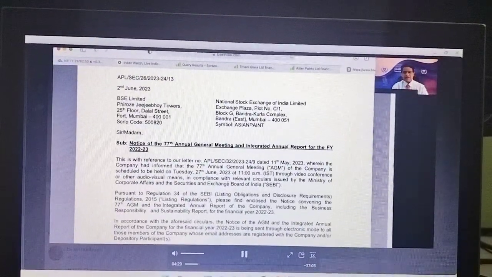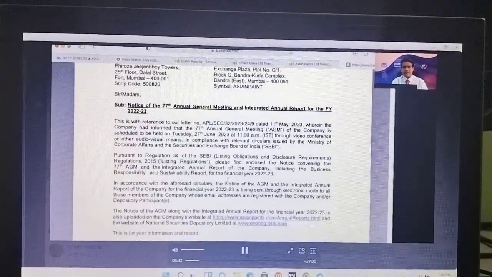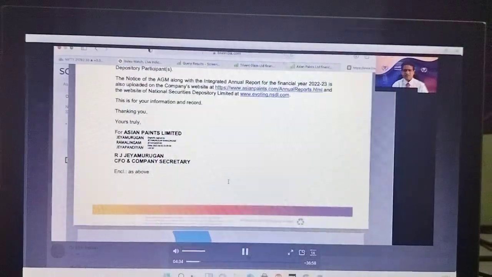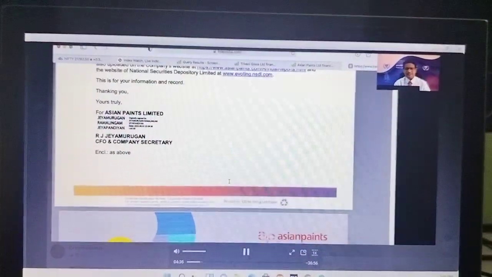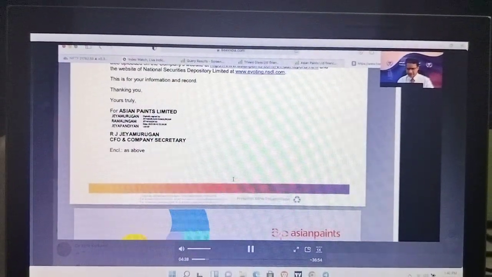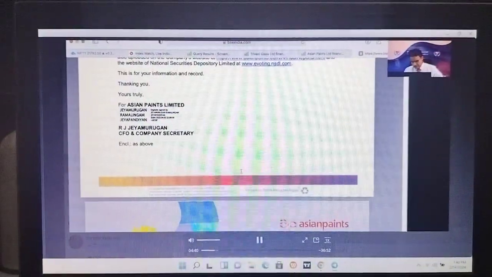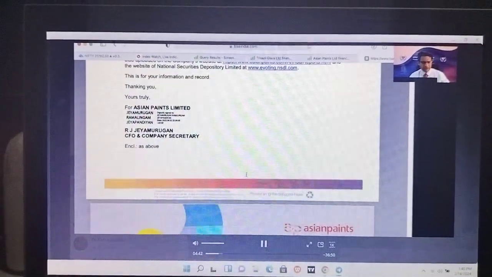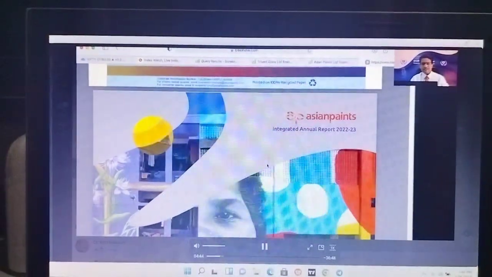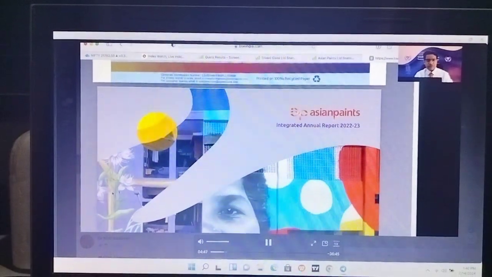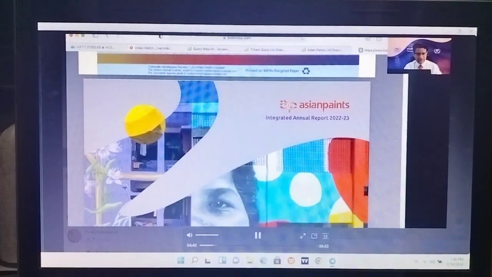When you try to read this annual report, you will see that it is 200, 300 pages. Most of it is not necessary. Some of it is just sent for information. Everything is not necessary for the investor. So what are the things we look into in the annual report? So let's first understand the theory.